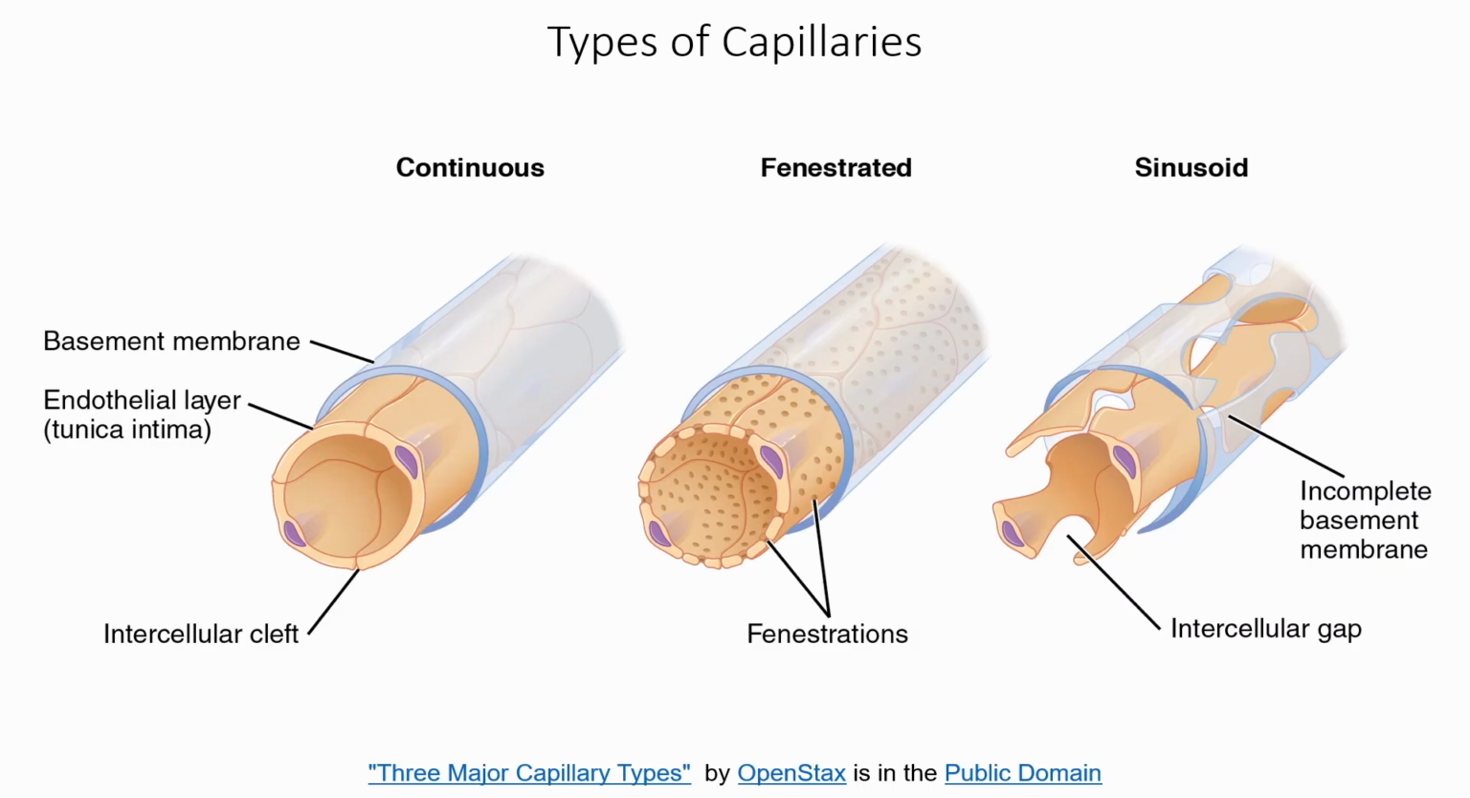They have this very basic, very simple setup. They have the endothelial layer, which is the tunica intima, and then a basement membrane. And that's it. They're one cell thick. They're super, super small, right? We're on the microscopic level here.